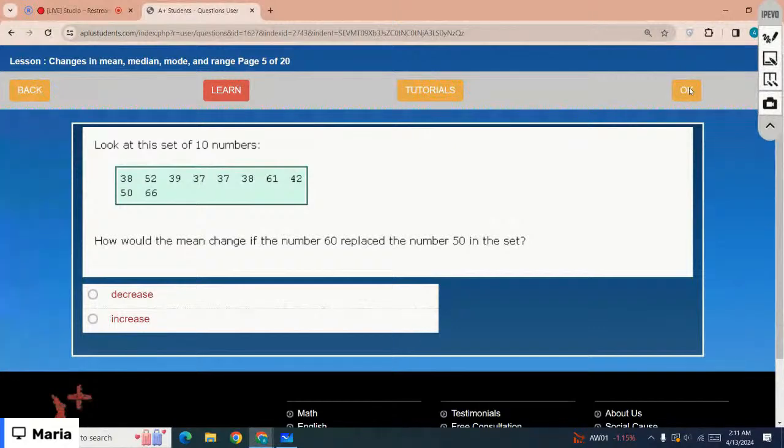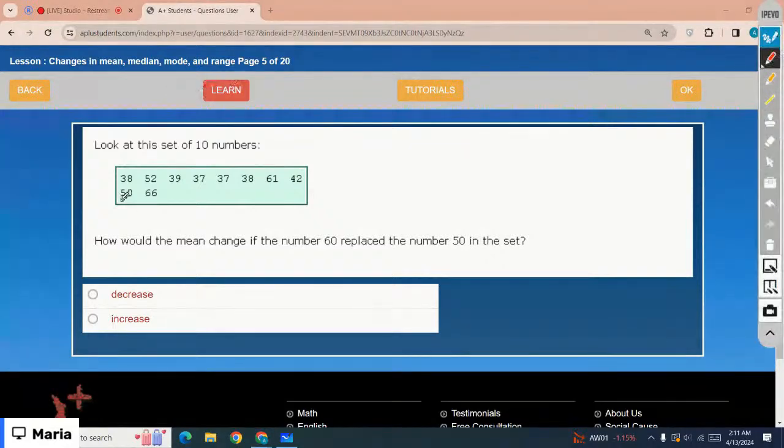Look at the set of 10 numbers. How would the mean change if the number 60 replaced the number 50 in the set? Okay, first let's calculate the mean. For the mean, you have to add them all and divide by the count, which is 10, right? Let me just add them and divide by 10.